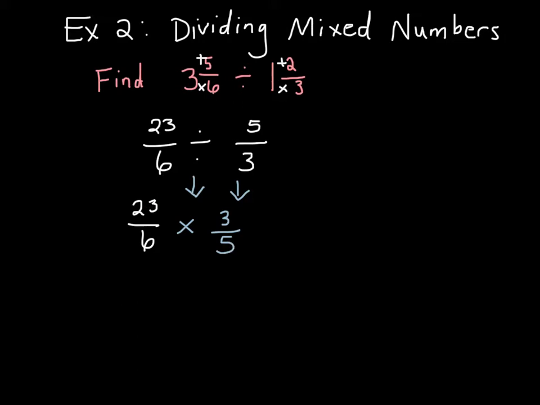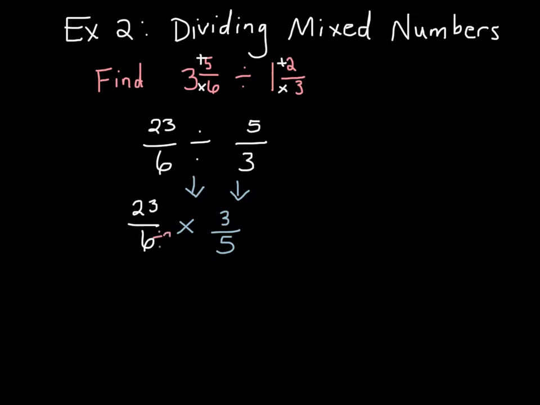And then we check both directions here, and 23 is actually a prime number, so only 1 and 23 go into it, and 5 is also prime, so only 1 and 5 go into it. So if the only common factor is 1, we can't go any lower. But when we look in this direction, 3 and 6 have a common factor of 3. So we can divide them both by 3.